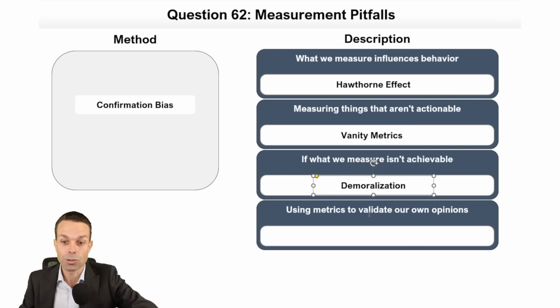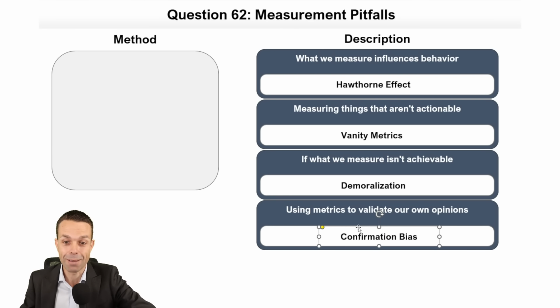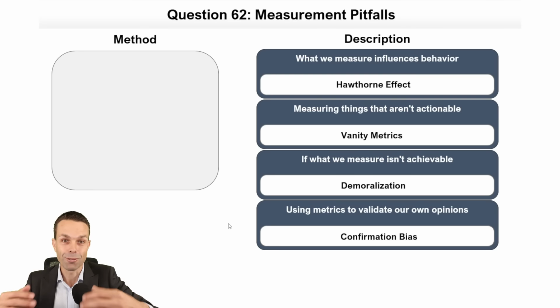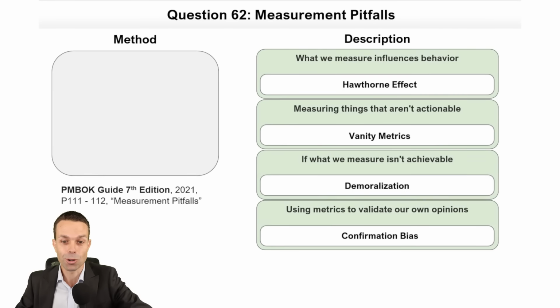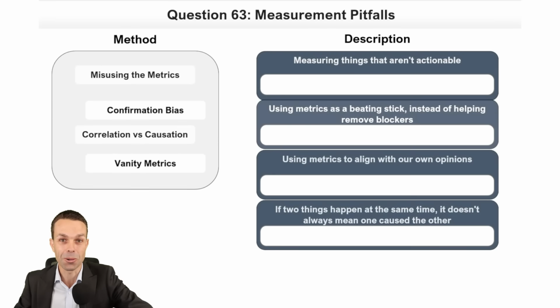And using metrics to validate our own opinions, we are confirming our own opinions. That is confirmation bias. Have you ever done that? You've gone out and found a whole bunch of data just to confirm your own opinion, and then you say, well, see, look, the data confirms what I said, but there's a whole bunch of other data that we didn't actually look at. Anyway, I could talk about this stuff for hours. And there it is, that's come through. Measurement pitfalls in the PMBOK Guide 7th edition, page 111 to 112. How did you guys go with that one?